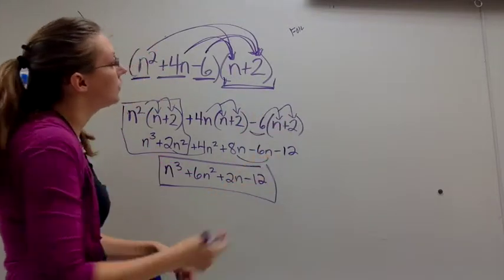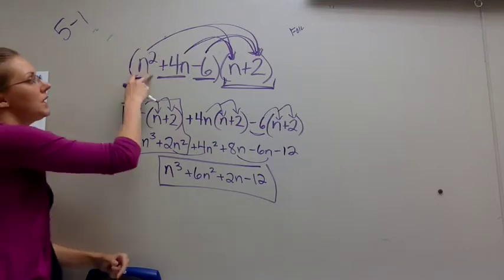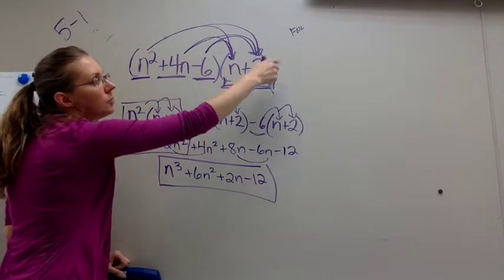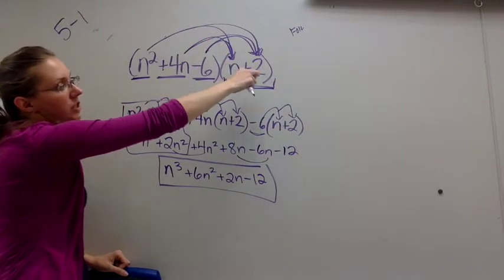That's how FOIL works, folks. Instead of having a nice little acronym for it, you just need to know that each piece must be multiplied by every other piece on the other side. And you can do it by taking your first and sending arrows to each chunk in the second.